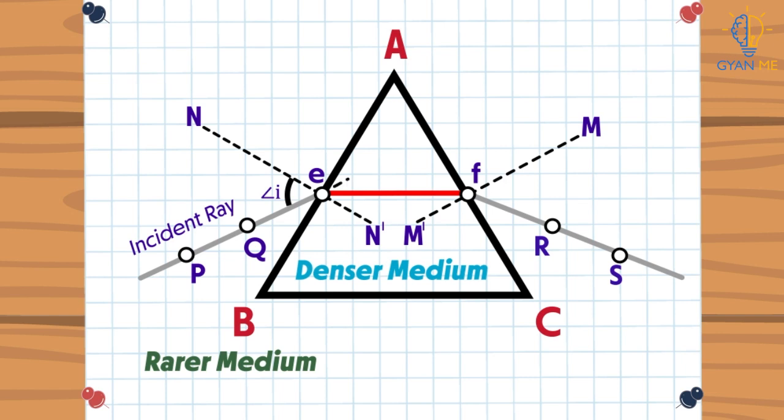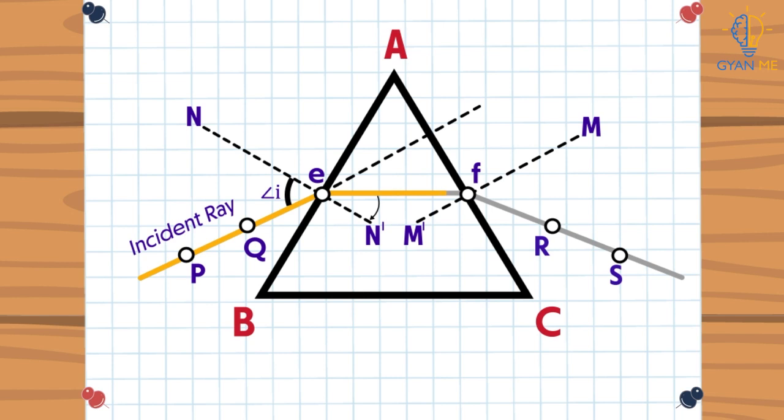Now you already know that when light enters from rarer medium into denser medium, it bends towards the normal. So just like we saw in the glass slab, when light enters the glass slab at an angle, it bends towards the normal like this. So here also, ray PQ will bend towards the normal and travel inside the prism straight.